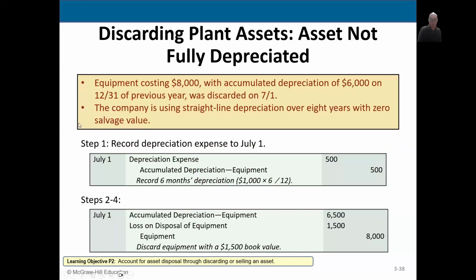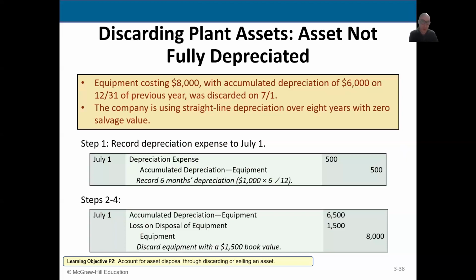Okay, here we have another example. Equipment with $8,000, accumulated depreciation of $6,000. So in other words, it has not yet reached the end of its useful life. We're using straight line for 8 years. So we decide to get rid of it. It's not yet fully depreciated. We're going to trade it in for a newer model, we'll say.